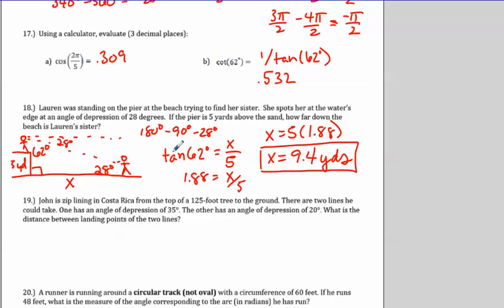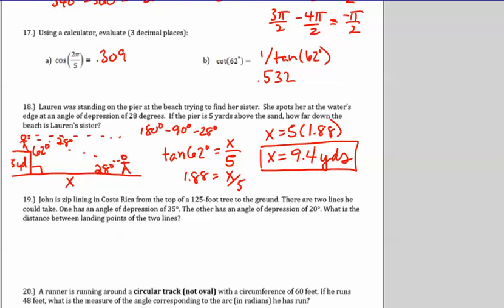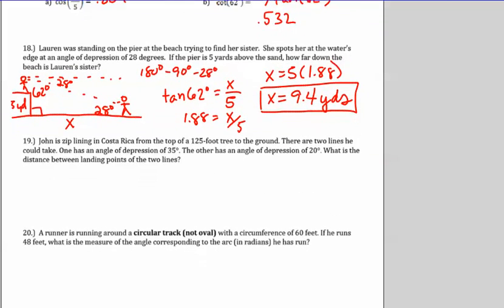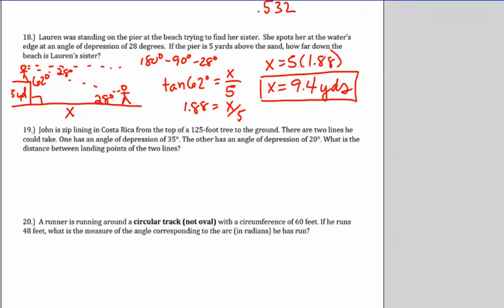Okay, now we have John. John is ziplining in Costa Rica from the top of a 125-foot tree to the ground, there are two lines he could take. One has an angle of depression of 35 degrees, and the other has an angle of depression of 20 degrees. And we're going to find the distance between the landing points.